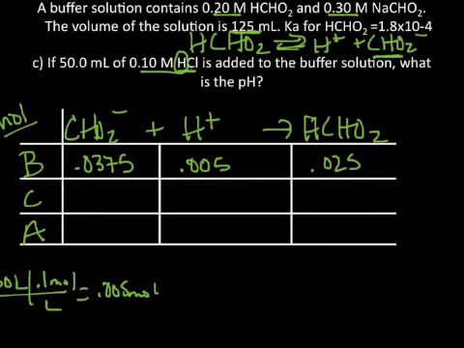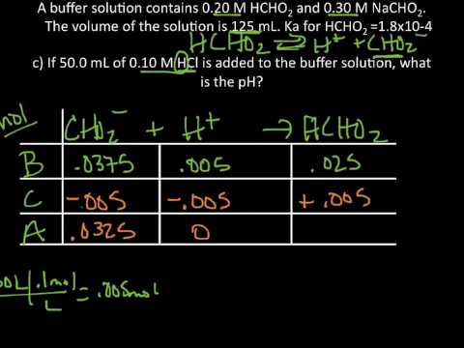Okay, I'm going to switch colors again. So now, just like before, the H plus is what's going to get used up, so we're going to subtract that. So that all gets used up. It's reacting with the CHO2 minus, so we're subtracting it from there also. So I end up with 0.0325. And then it gets added to the other side because it's forming HCHO2. So I'm adding the 0.005 here. That gives me 0.03.